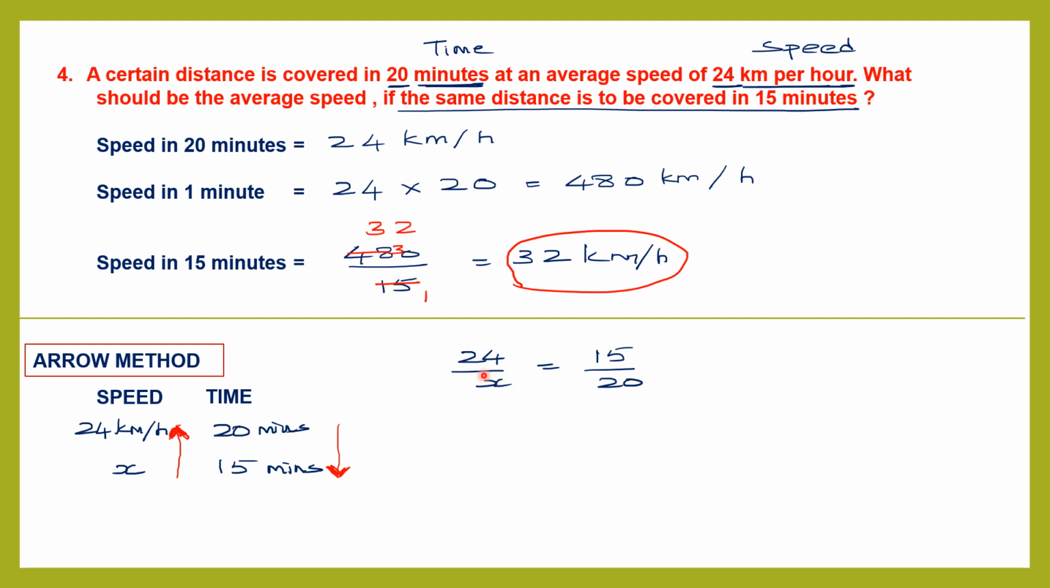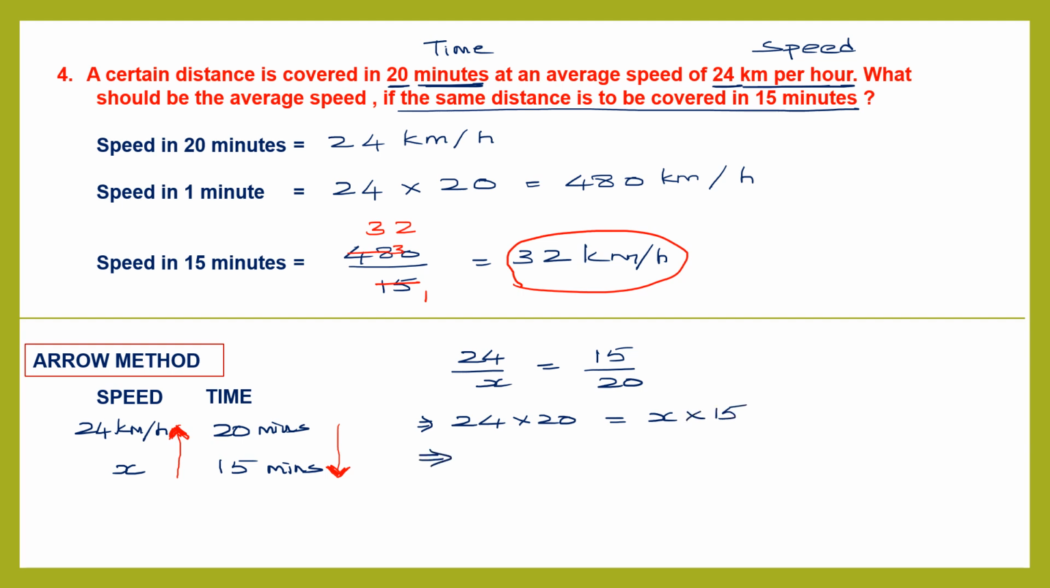So as you can see, x is here in the denominator, isn't it? So when you find x here in the denominator, we need it in the numerator. So for that sake, we're going to do cross multiplication. We're going to multiply 24 and 20 and x and 15. So this will be equal to 24 into 20. This is equal to x into 15. Now we can find the value of x.